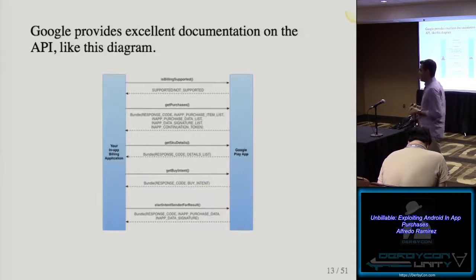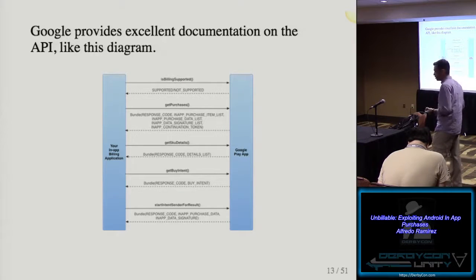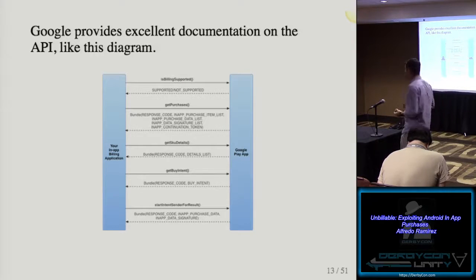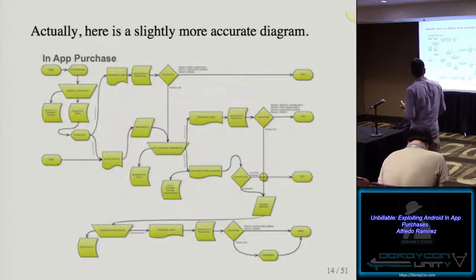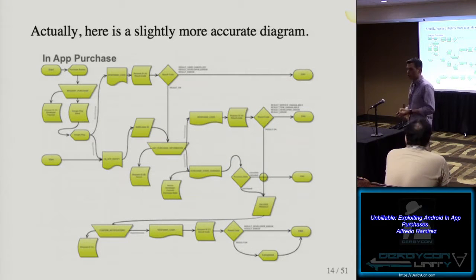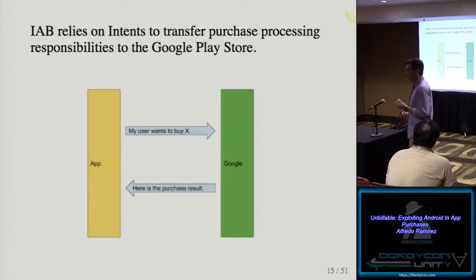So this is an API provided by Google that allows you to interface with their Google Play Store, and they provide excellent documentation, like this extremely simple diagram. Unfortunately, this diagram is overly simplified and doesn't give you a good picture. So you have something like this. So this is what in-app billing actually looks like. My point here is that it is confusing.